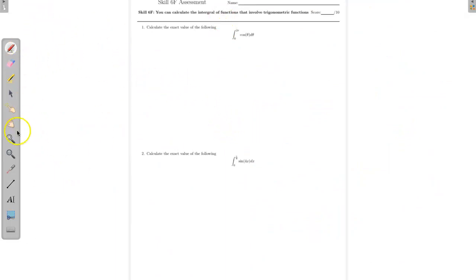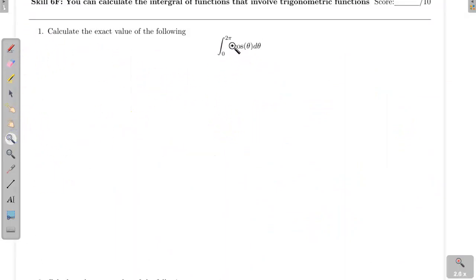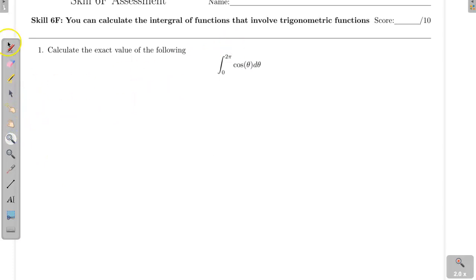The next skill is definite integrals with our trig functions. And this one's just making sure that you know how to plug numbers into your trig functions. Same thing we're going to do in the previous one. The first thing we need to do is figure out the antiderivative of this. So the antiderivative of cosine is positive sine. I take the derivative of sine, I get positive cosine. And I want to evaluate that from 0 to 2 pi.